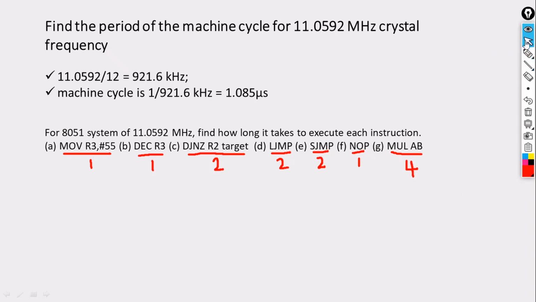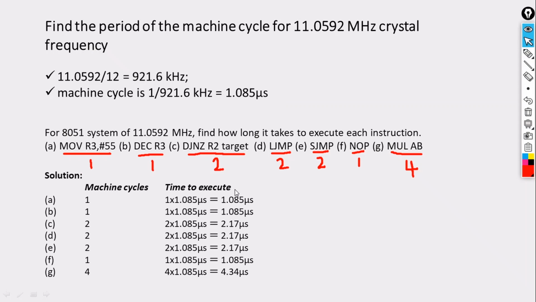Now the time required is machine cycles into the time per machine cycle. One machine cycle is 1.085 microseconds, and here it is going to be 2 into 1.085. So what is the resultant we'll get? That is going to be the answer. Based on the machine cycles we have calculated these. Here 2 into 1.085 gives 2.17 microseconds. Again here 2.17. Since here it is 4, I'll be ending with what?